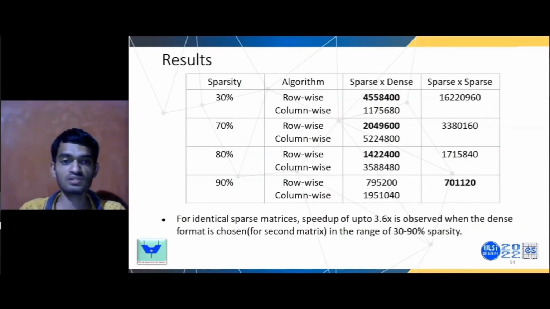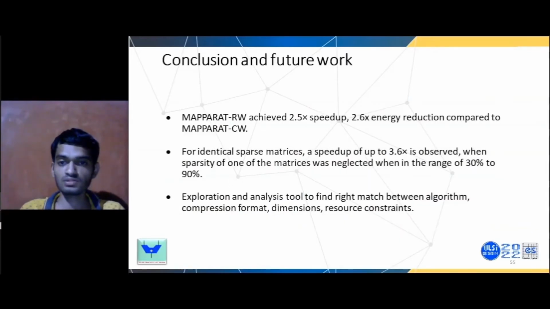We also looked at varying sparse identical matrices from 30% sparse up till 90% sparse, and we also estimated the sparse dense latencies for the same, as well as sparse matrix multiplication latencies, and we found that from 30% up till 90% sparsity, it is better to do sparse dense matrix multiplication instead of sparse matrix multiplication, and we found that 3.6 speedup was observed for the same.